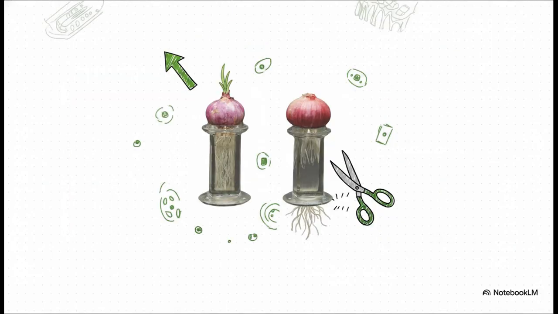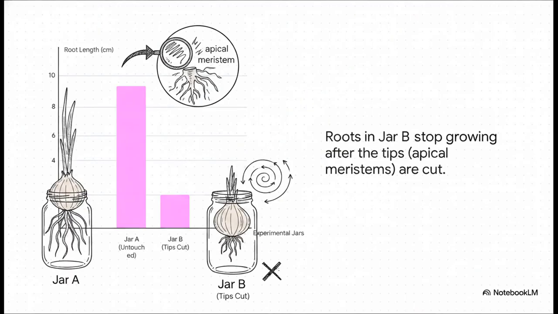We can actually see this growth engine in action with a super simple experiment. Let's say you take 2 onion bulbs and you put them in jars of water. Roots will start to grow pretty fast. But what do you think would happen if, on one of them, you snipped off the very tips of those new roots? Well, the result is crystal clear. The roots on the onion you left alone just keep growing longer and longer. But the roots on the onion where you trim the tips, they just stop, dead in their tracks. This proves it. The growth engine, that apical meristem, is located right there at the tips.